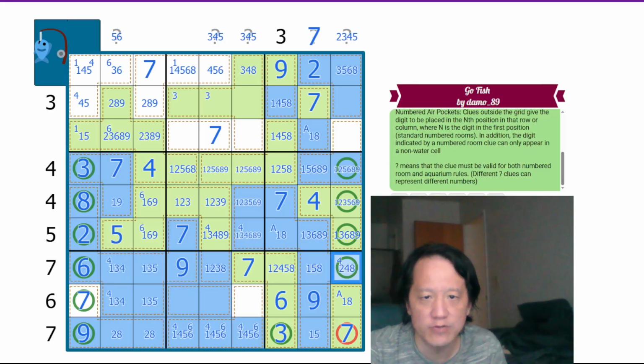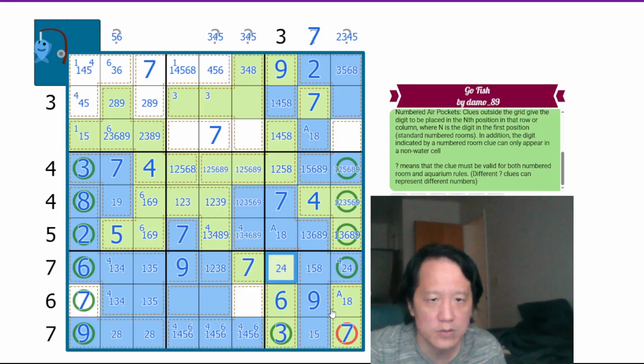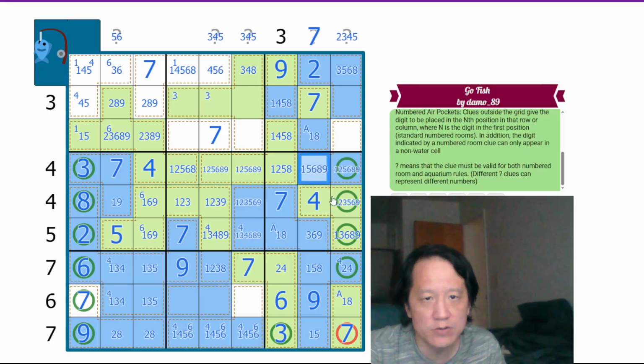So this cannot be 1, 5, or 8. It's 2 and 4. Which means these digits cannot be 1, 5, or 8 either. No 1, 5, or 8 here. 9 eliminates 9 in the rest of the column, so no 9 there. It's 6, no 6 or 9 there. It's 3. So no 3 or 6 here.